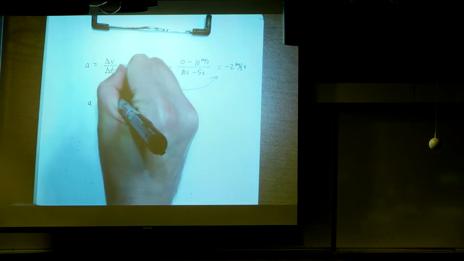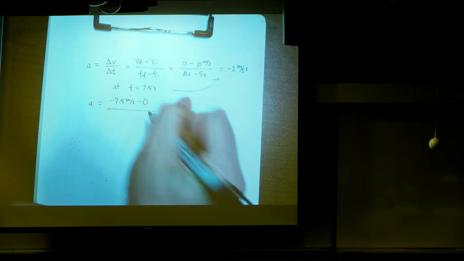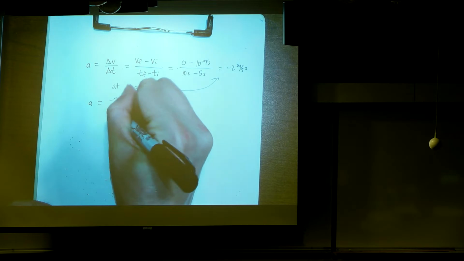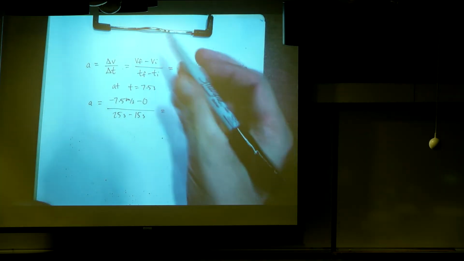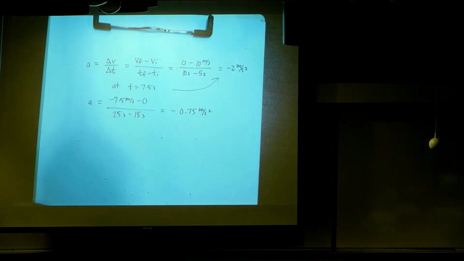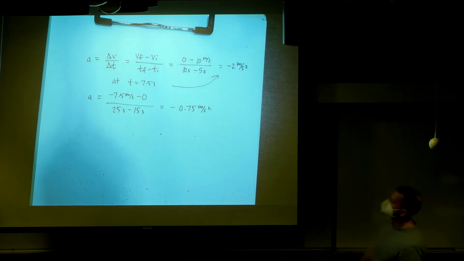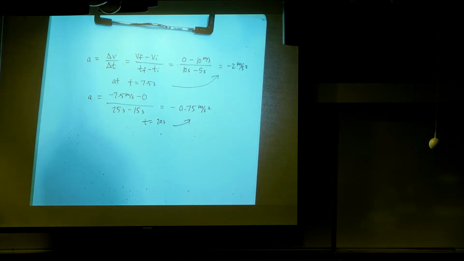So that means up here, I've got minus 7.5 meters per second as v final, minus 0 as v initial, divided by 25 seconds minus 15 seconds. That's minus 0.75 meters per second squared. So it's still accelerating in the negative direction, but just at a slower rate compared to before. So this is, at t equals 20 seconds, what the acceleration is, okay? So hopefully that's looking familiar, right?